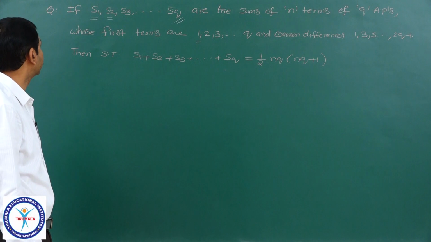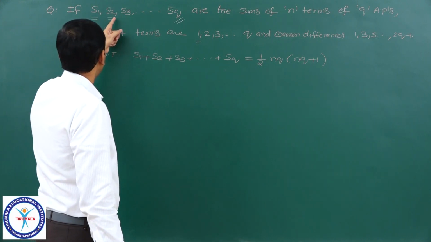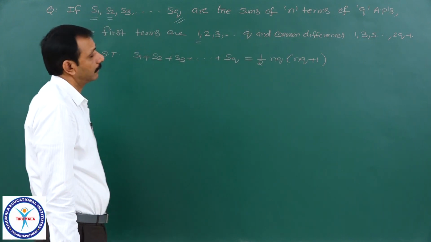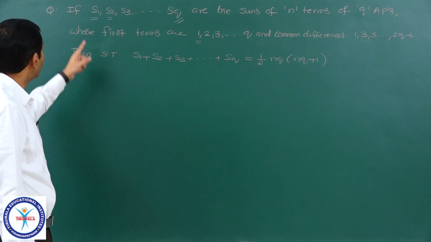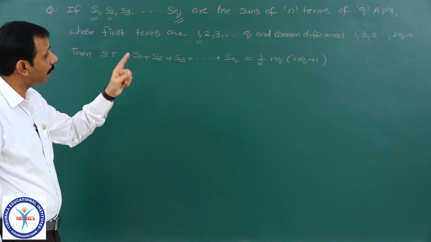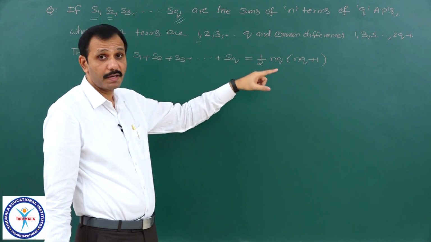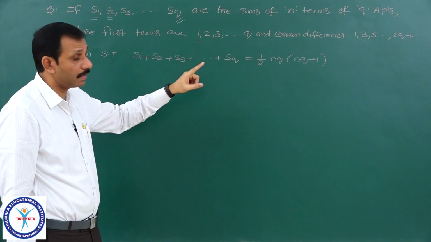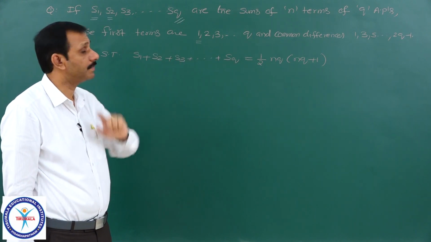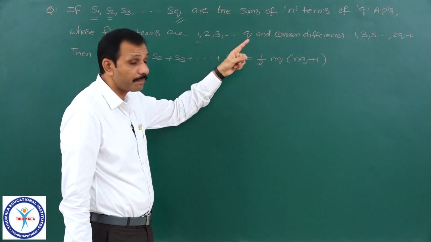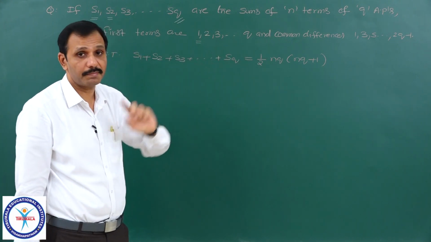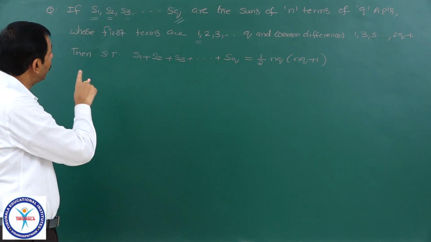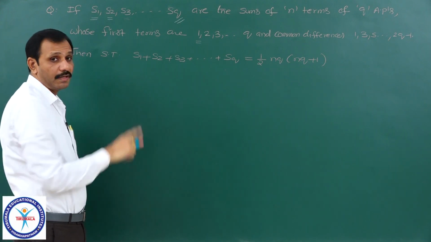Okay, see this problem. S1, S2 and so on up to Sq are the sums of n terms of q APs given. What is S1? S1 is the sum of first n terms of the first AP of those APs. S2 means again the sum of first n terms of the second AP of the given APs, and so on. Sq means the sum of first n terms of the last AP. Here do not think that S3 means the sum of first 3 terms.